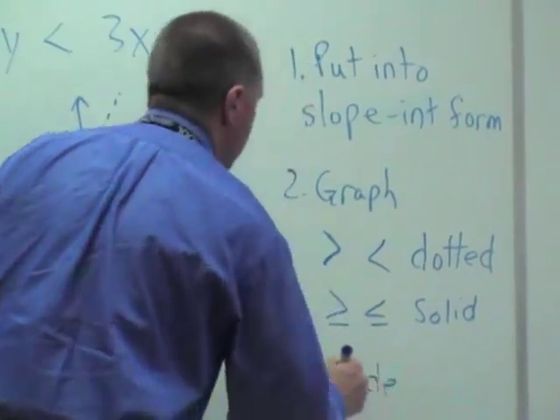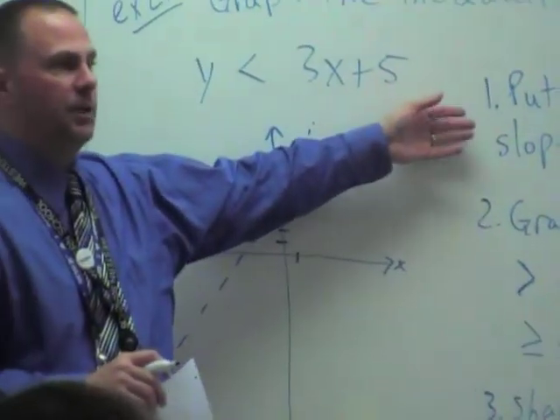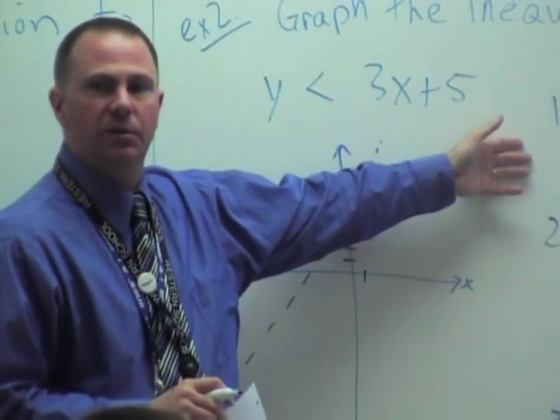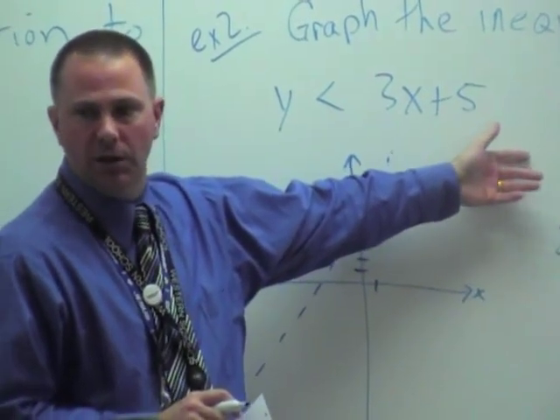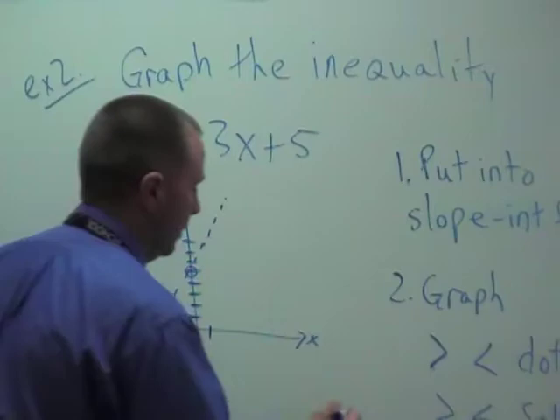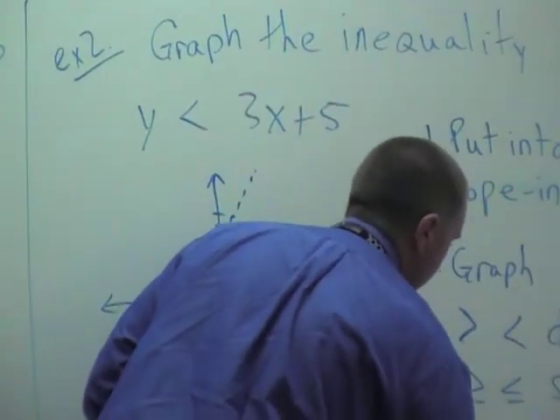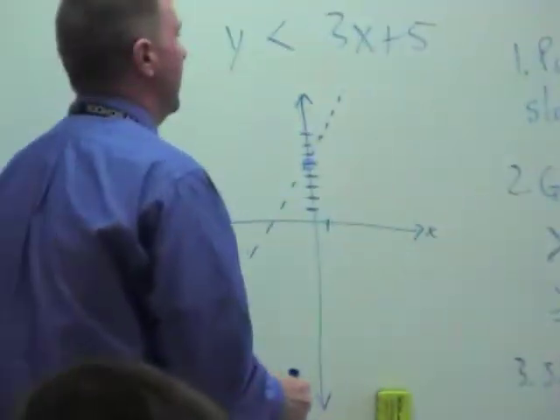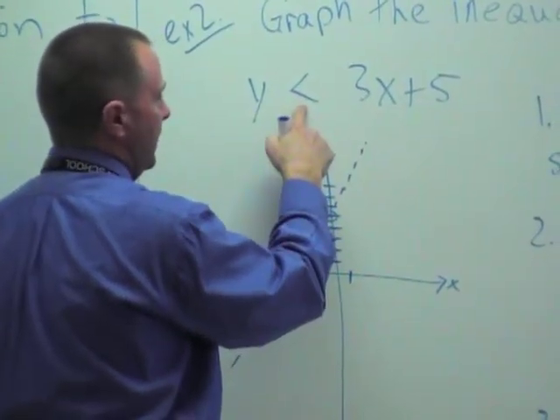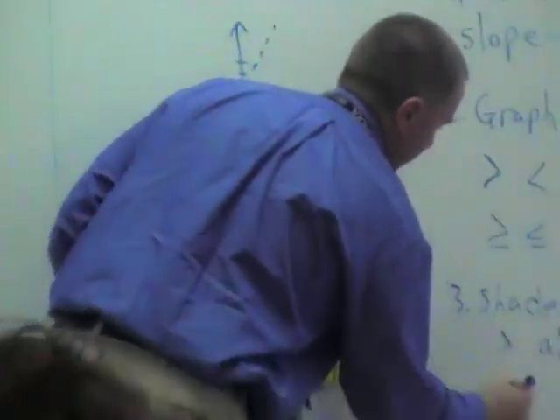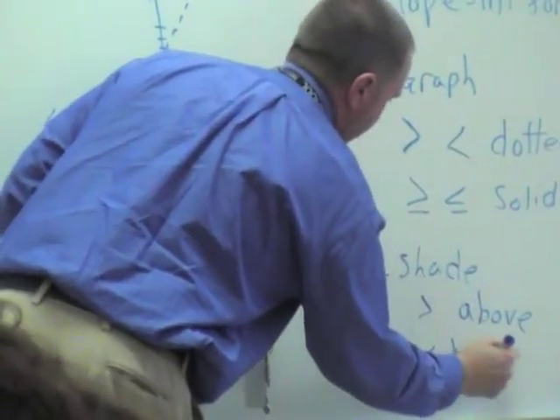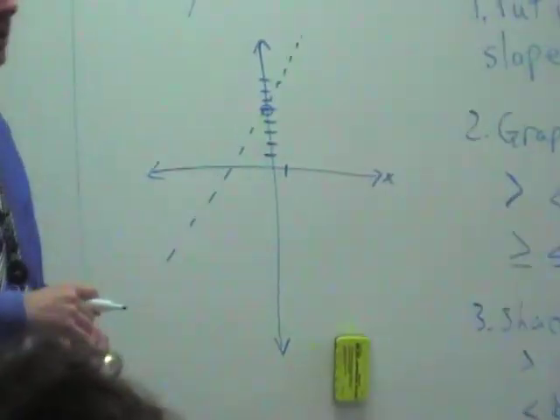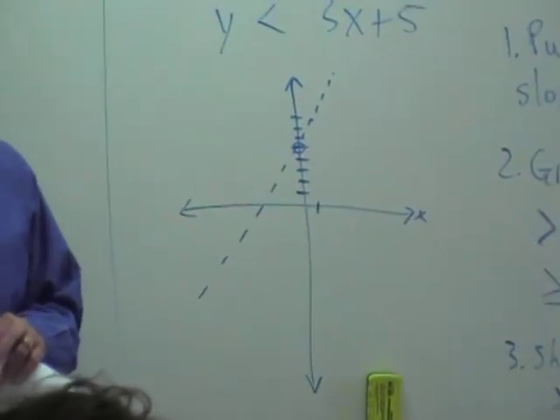This only works if you have it in slope-intercept form. You must use the slope-intercept form of inequalities to know how to shade. If it's greater than or greater than or equal to, we shade above. This is slope-intercept form, and it's less than, so I'm going to shade below the line. You need to think of it as above and below, not left and right.